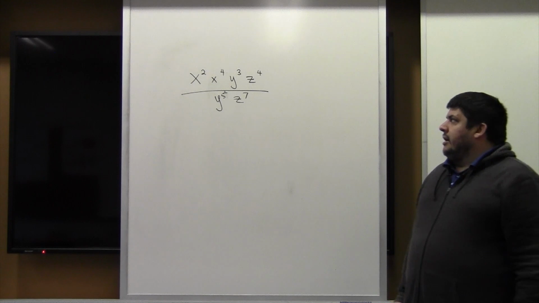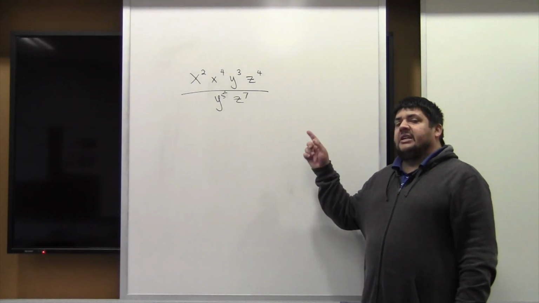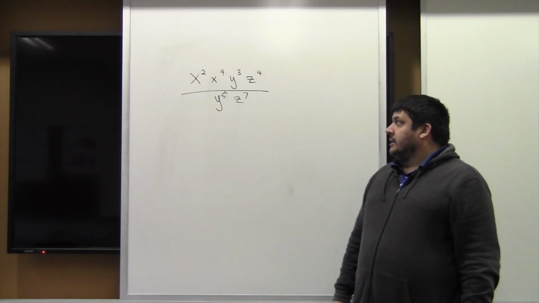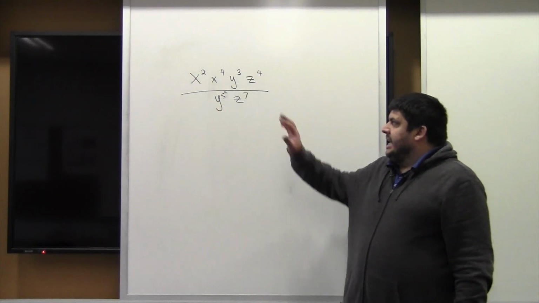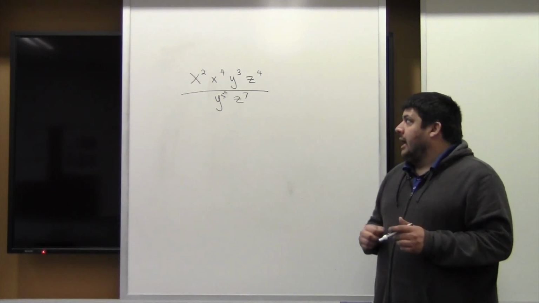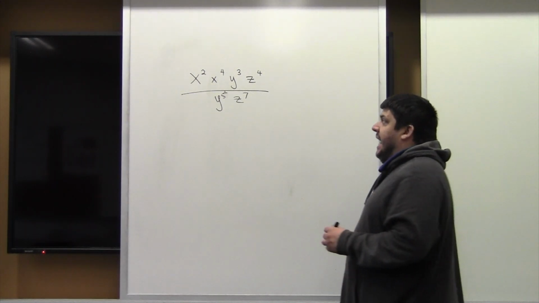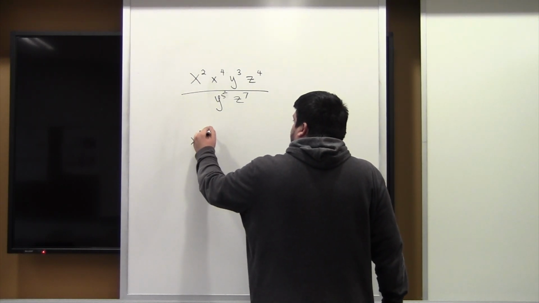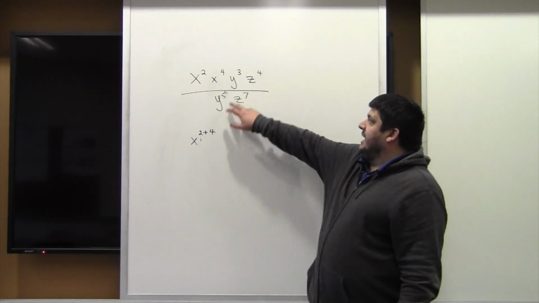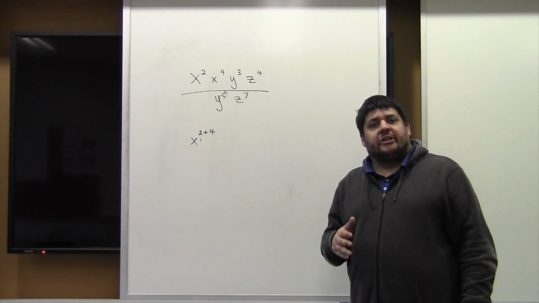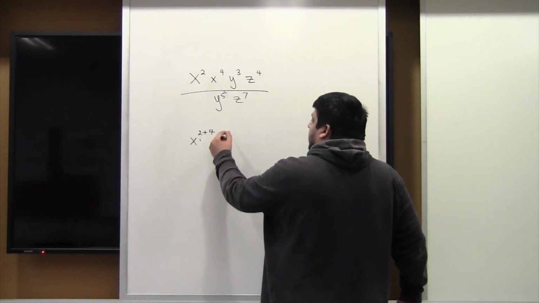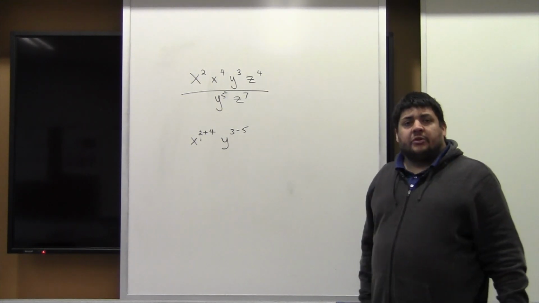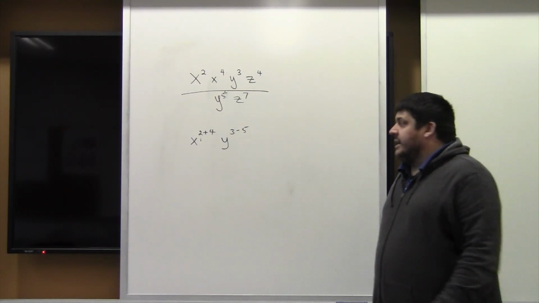All right, we have x squared, x to the 4th, y cubed, and z to the 4th on the top, and on the bottom we have y to the 5th times z to the 7th. Let's break this down. Let's look at the x's first. The x's are multiplying each other, so based on the laws we can add the exponents. x, 2 plus 4. We got y's on the top and the bottom here. For division we subtract. So y, 3 minus 5. And here again we have division with the z's, and we can subtract there as well.